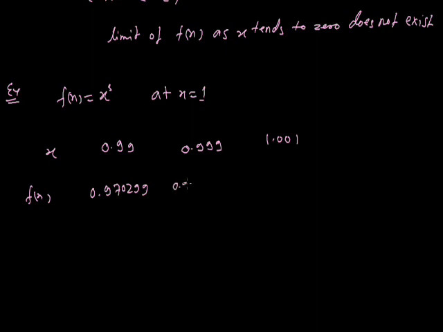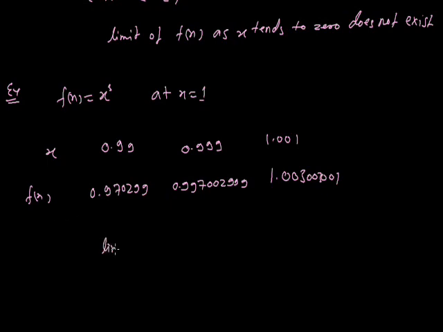Similarly, we can write the value of f(x) for 0.999, which will be 0.997002999. Similarly, we can find the value for 1.001, so f(x) will be 1.003003001. So the values of the function f(x) at 0.999 and at 1.001 are very close, approaching from both sides to x equal to 1.